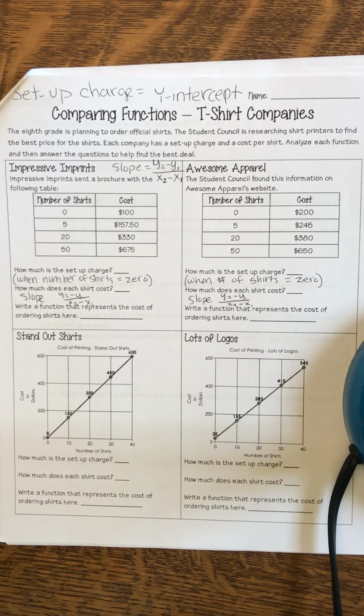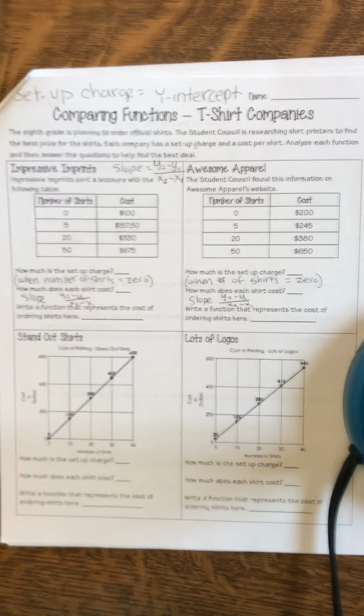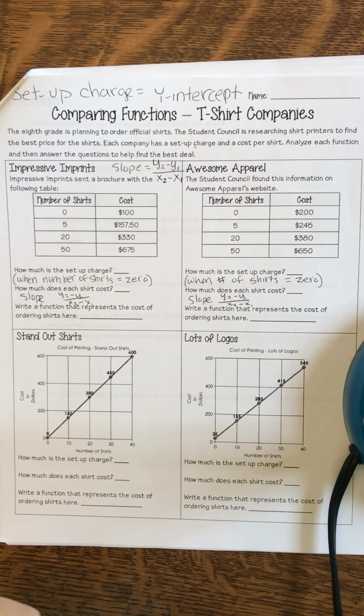The 8th grade is planning to order official shirts. You guys ordered your shirts for graduation. This is what they're doing in the problem. The student council is researching shirt printers to find the best price for the shirts. Each company has a setup charge and a cost per shirt. Analyze each function and then answer the questions to help find the best deal.